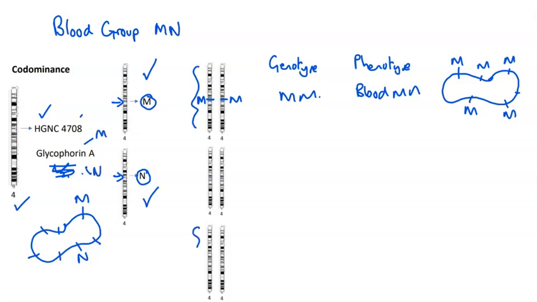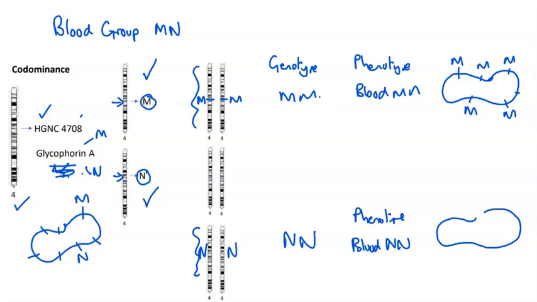Okay, so let's go down here now to the second individual, and what we find here is they have the N and the N type. So their genotype is big N, big N. Their blood group phenotype is going to be blood group N. It's a fairly simple idea. And then when we look at the cell, if we inspect the molecular structure of their glycoproteins in here, they are all of the N type, like so.